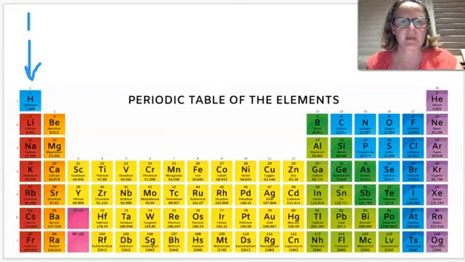So when we look at the groups, which are the vertical columns, we know that group 1, which is here, has 1 electron in the outer energy level. And here, in group 2, we have 2 electrons in the outer energy level. So you've met this idea before.